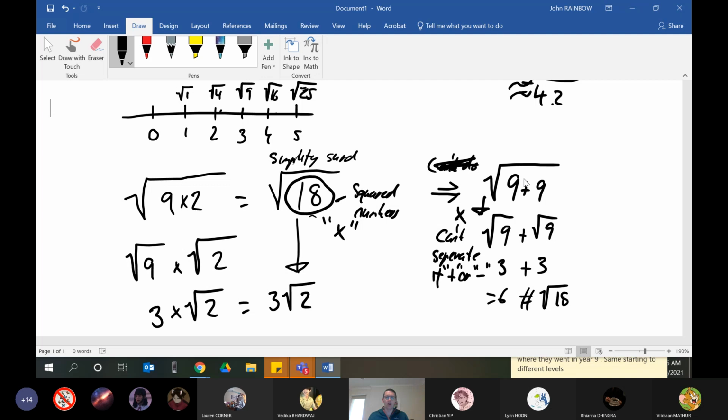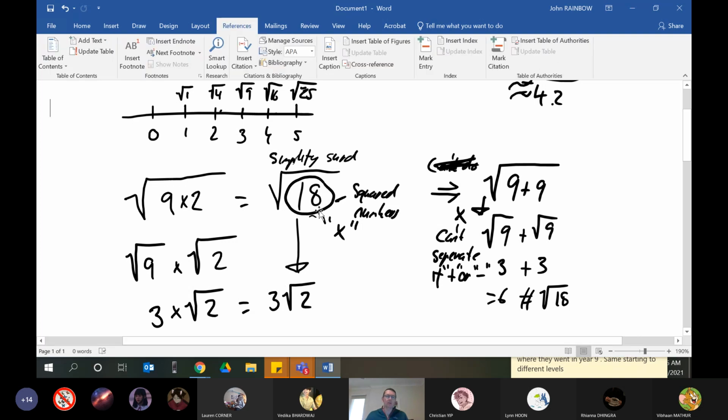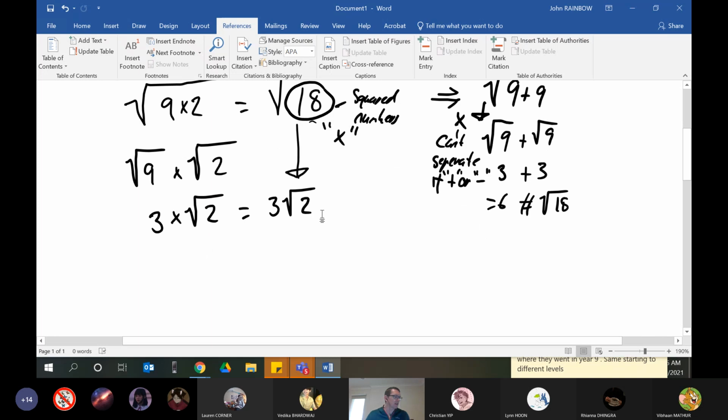You can't go square root of 9 plus square root of 9, because that's actually 3 plus 3, which equals 6, and we know this equals 4.2. Think about this: the square root of 2 would be about 1.4, and 3 times 1.4 would give you about 4.2. So that makes sense why you can do that. You can only simplify them using multiplication and division.